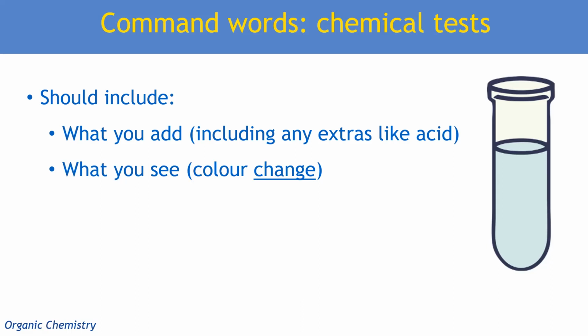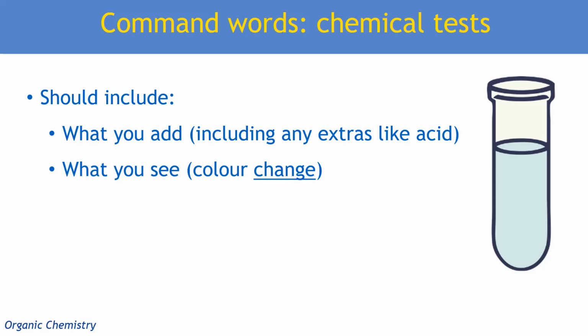We need to say what it looked like before we added it as well, and just say what the change is. If you can't remember it, just don't put that in and hope that it's not going to be in the mark scheme. But common things I'm talking about, obviously, dichromate goes orange to green, or Benedict's goes from blue to brick red precipitate. Or we could be talking about orange to colorless for bromine water. So sometimes we need a color change.